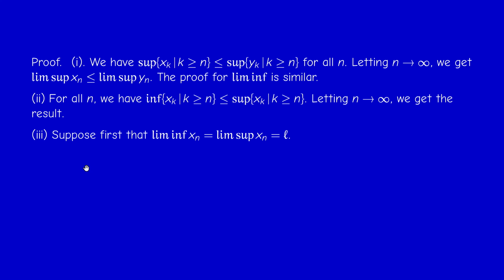Now, the third property. We have two directions here, so two implications, if you like. Suppose first that the liminf is equal to the limsup, and call this common number small l. We will prove that xn is actually convergent to L by going back to the definition of convergence.